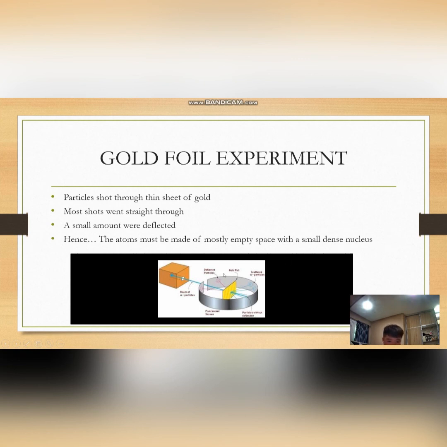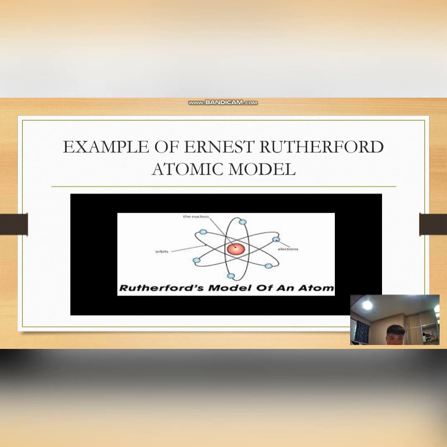These are the deflected particles. This is the gold foil, and these are the scattered particles. These are the particles without deflection. This is the fluorescent screen, and this is the beam of particles. These are the examples of Ernest Rutherford's atomic model. These are the nucleus, these are the electrons, and these are the orbits.